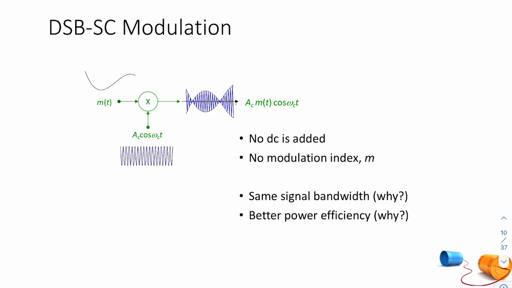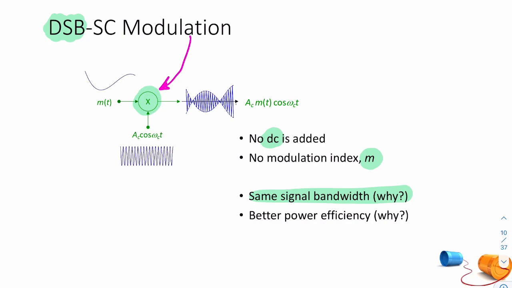So for now, let's just focus on the modulation. So the modulation, in the case of DSB-SC, is simply multiplication, nothing else. We're not adding any DC. We don't have a modulation index because there's no DC. So these are the things that have changed. Some things haven't changed. So the bandwidth hasn't changed. We still have DSB. So the bandwidth is still twice the original bandwidth.